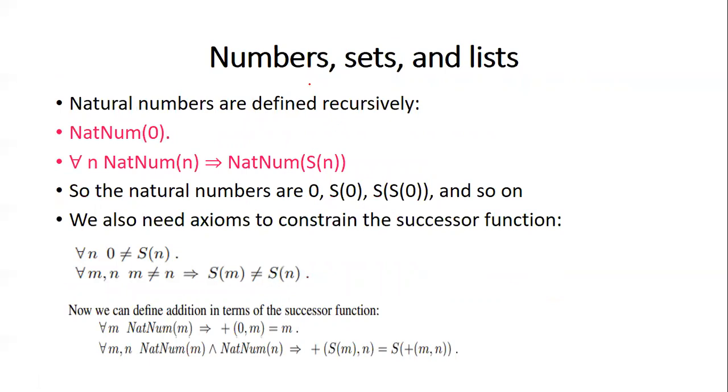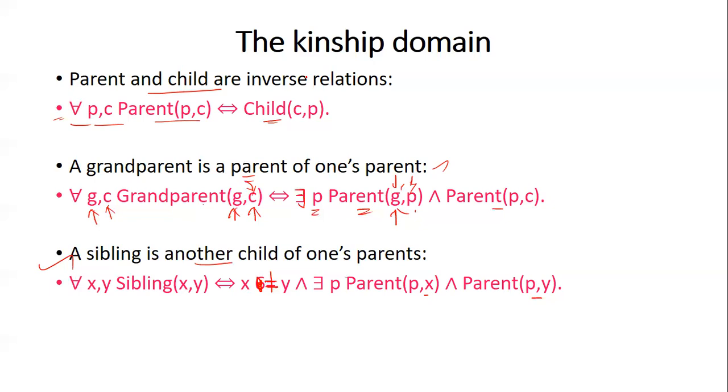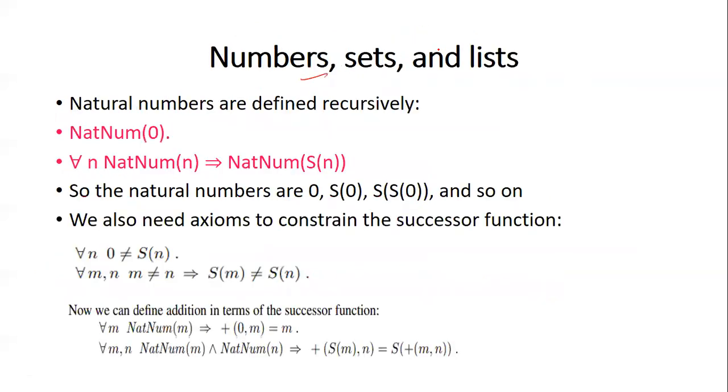Similarly, numbers also can be represented. So that's it about our discussion on the kinship domain. Next, we'll be discussing some examples on numbers. So numbers also can be represented using first order logic. So here is an example. Natural numbers can be defined recursively, something like this.